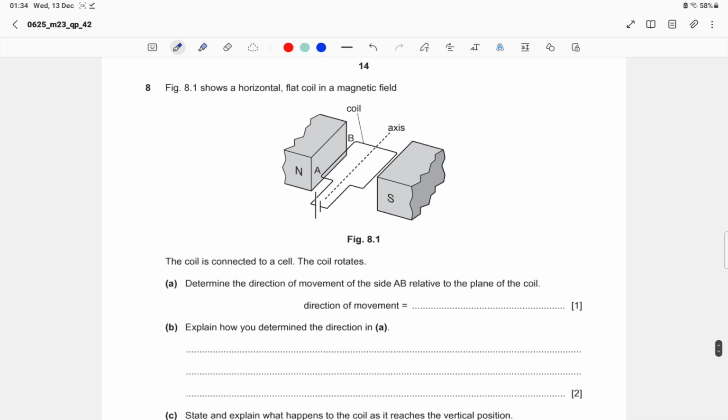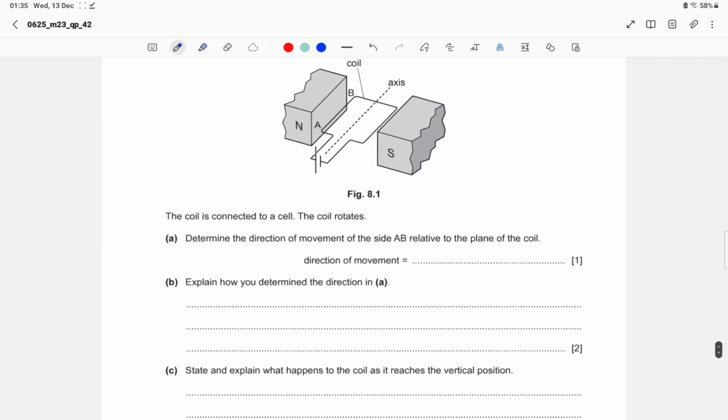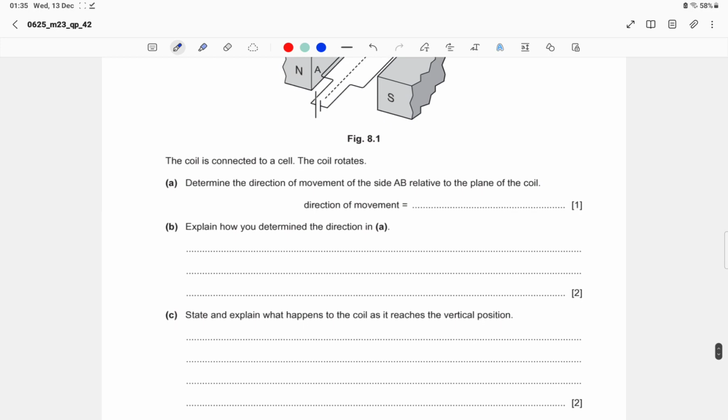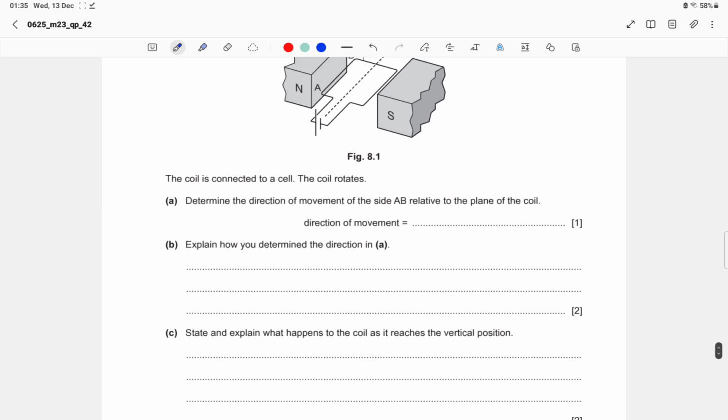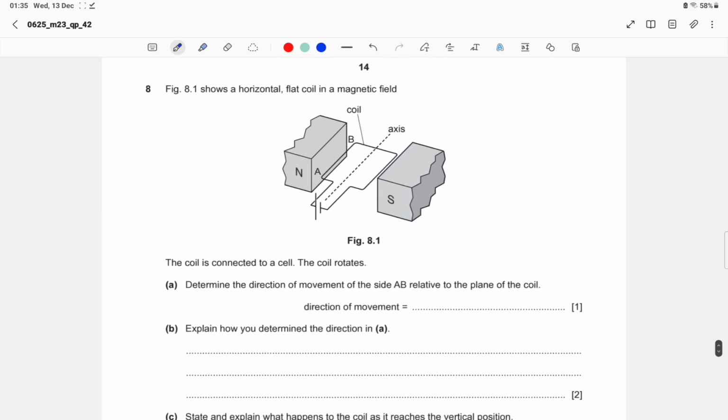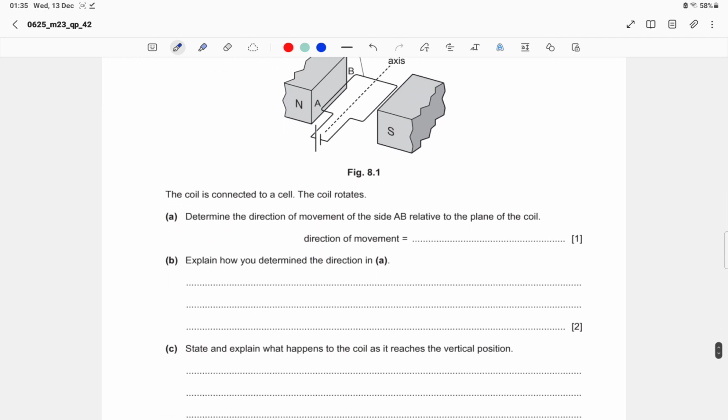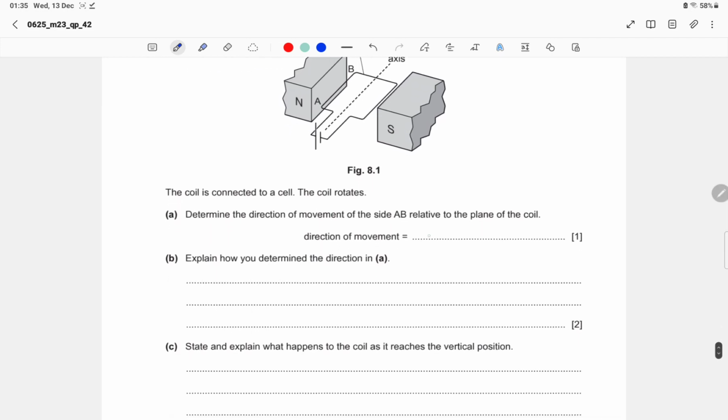So these are the things, you can write any two to justify your answer. Okay, the figure shows a horizontal flat coil in a magnetic field. The coil is connected to a cell. The coil rotates. Determine the direction of the movement of AB relative to the plane of the coil. Direction of the movement is going to be downwards by using Fleming's left hand rule, and it's going to be anti-clockwise.